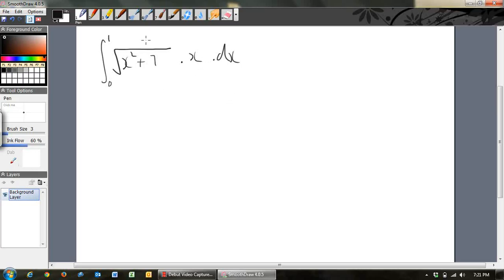Looking at this, you say to yourself, we've got a function inside of a function. What's the derivative of the inside function? Well, it's 2x. And we've got this x sitting there, so we can use that as our derivative, and we should be happy. So let u be equal to the inside function, x squared plus 7. Therefore our derivative, du/dx, is equal to 2x. There's our key information for our substitution.